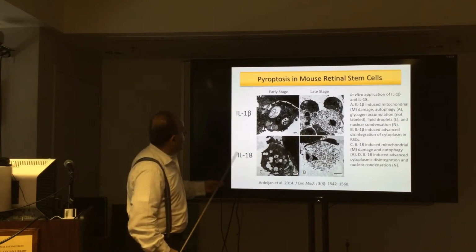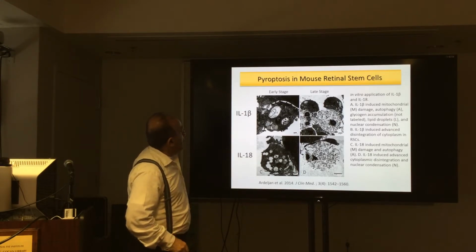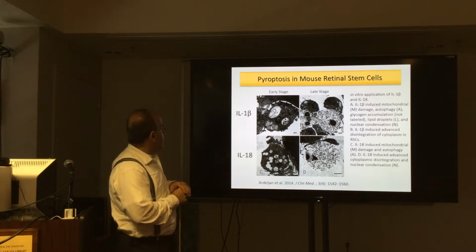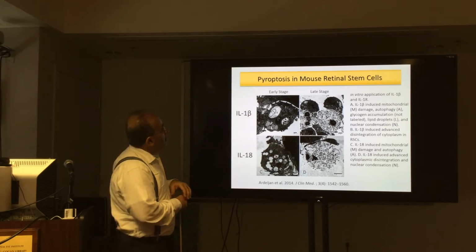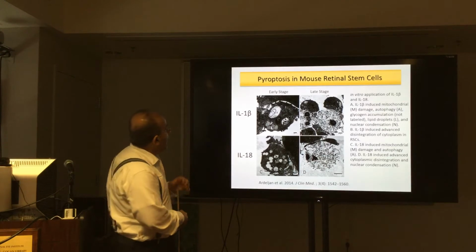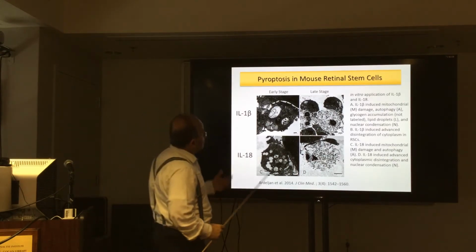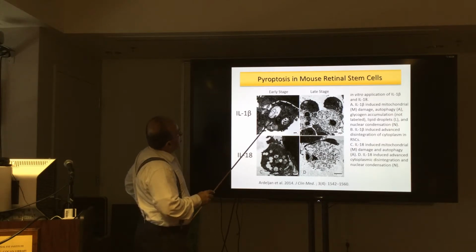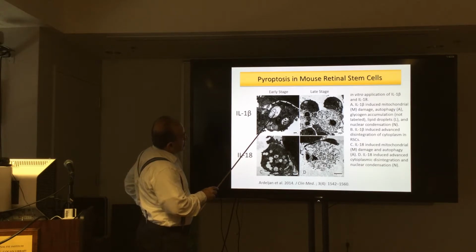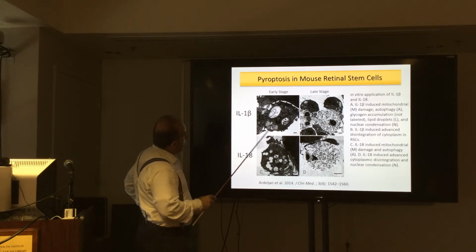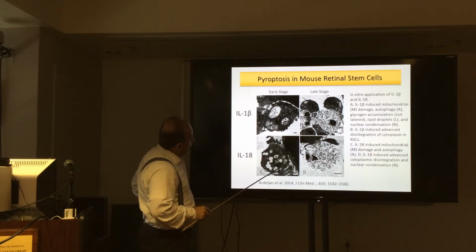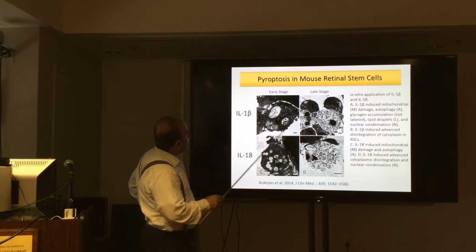This is an image we published late last year, and this is in vitro application of IL-1 beta and IL-18 to mouse retinal stem cells. What we noticed is that it damages the mitochondria and induces autophagosomes. And you can see that both actually produce similar results. So you have autophagosomes, and both also induce mitochondrial damage.